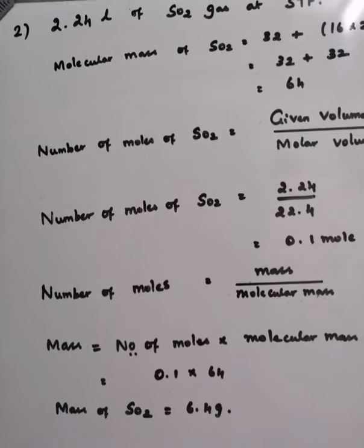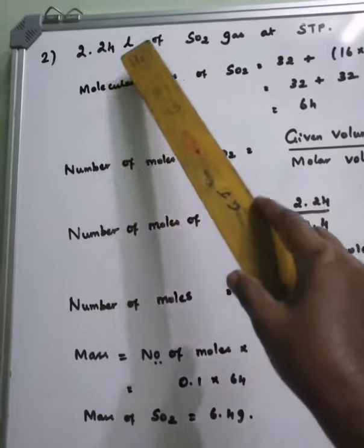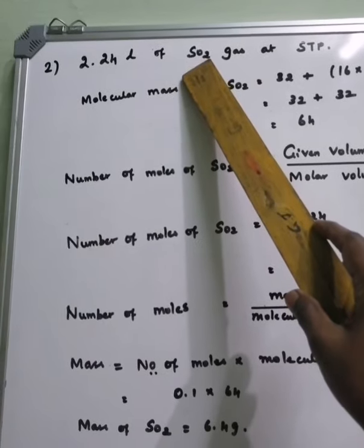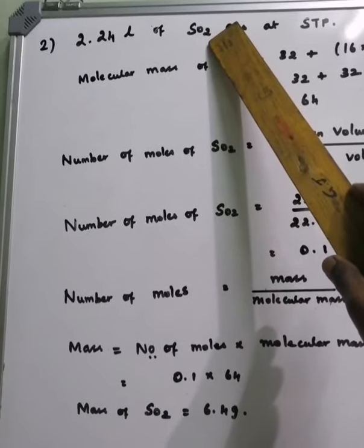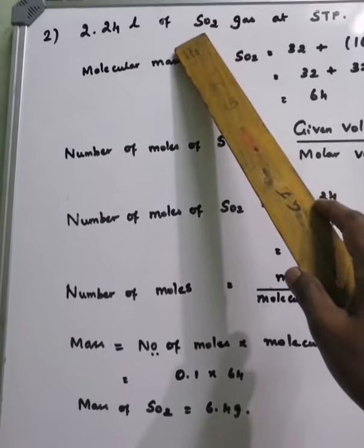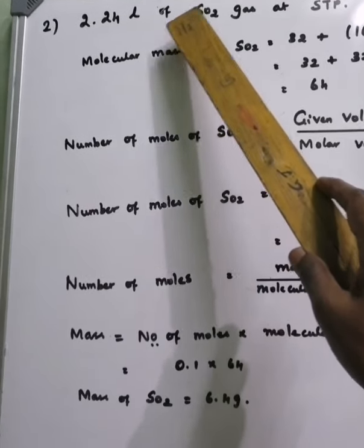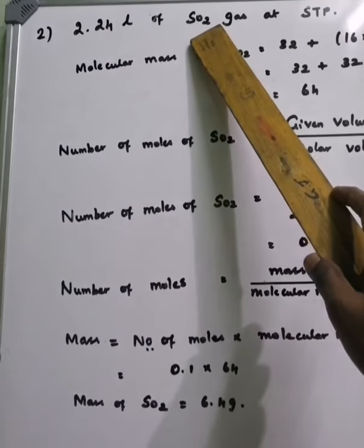Molecular mass is also not given in the problem. So, you are going to find out the molecular mass of sulfur dioxide. So, when you are going to find out the molecular mass of sulfur dioxide, what would you be doing? The number of atoms of sulfur in sulfur dioxide is 1 and the number of atoms of oxygen is 2.